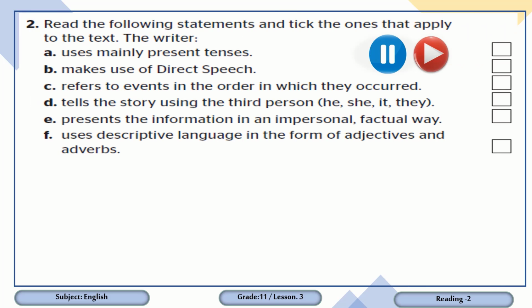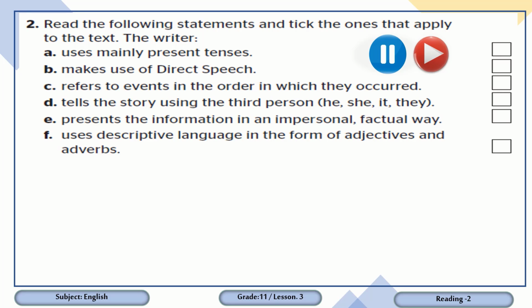Dear students, here we come to exercise 2. Read the following statements and take the ones that apply to the text. Letter A. The writer uses mainly present tenses. Letter B. The writer makes use of direct speech. Letter C. The writer refers to the events in the order in which they occurred.